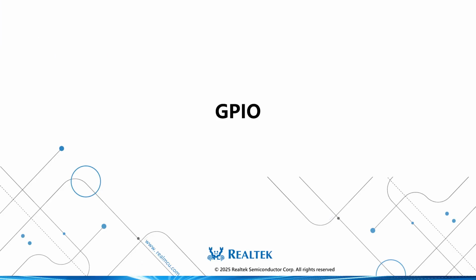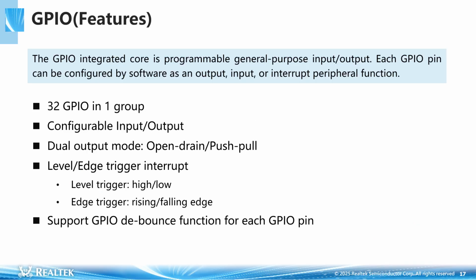Next, we will introduce GPIO. GPIO stands for General Purpose Input-Output. Features of GPIO include: Point 1. It consists of a group of 32 pins. Point 2. It can be configured as input or output mode. Point 3. In output mode, they can be further configured as push-pull or open-drain output. Point 4. It supports interrupt functionality, with selectable trigger conditions including level-triggered or edge-triggered interrupts, as well as configurable interrupt trigger polarity. Point 5. It supports debounce configuration to enhance signal stability.